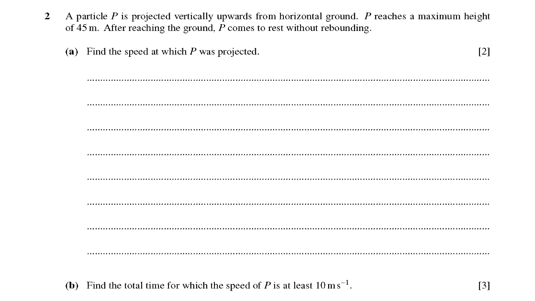Particle P is projected vertically upwards from horizontal ground. P reaches a maximum height of 45 meters. After reaching the maximum, obviously it falls back down to the ground. P comes to rest without rebounding. Find the speed at which P was projected.